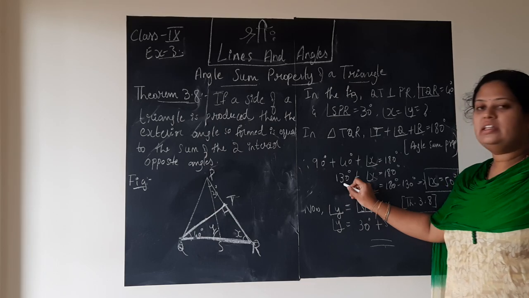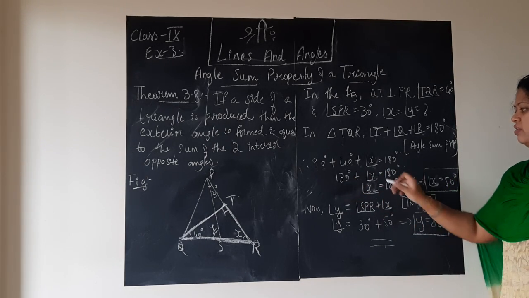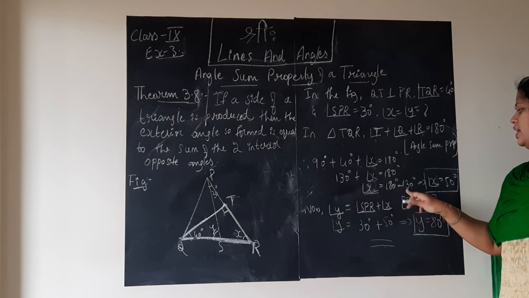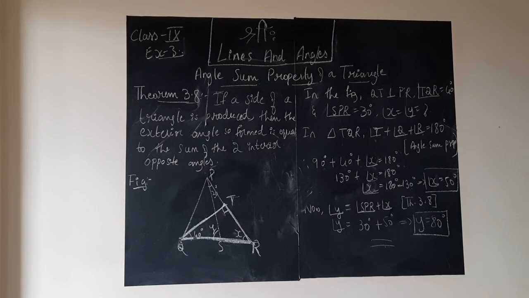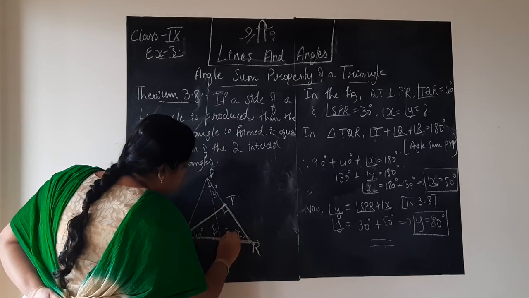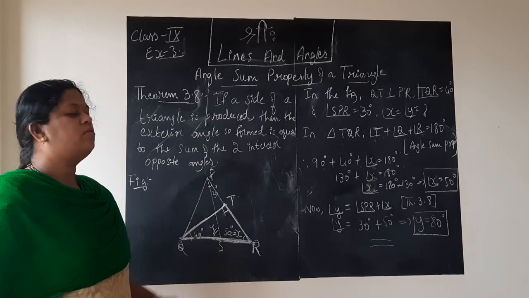90 plus 40, 130 degrees, plus angle X is equal to 180 degrees. What is angle X? 180 minus 130. When you send it to the other side, it becomes minus 130. Clearly, we got, children, angle X is equal to 50 degrees. Hence, we got this angle X to be equal to 50 degrees. So, we found X.